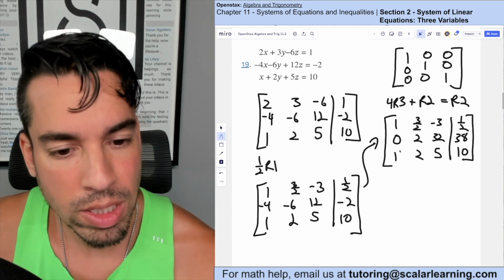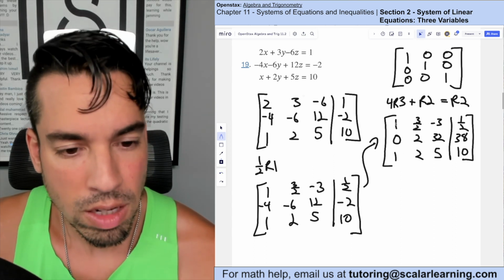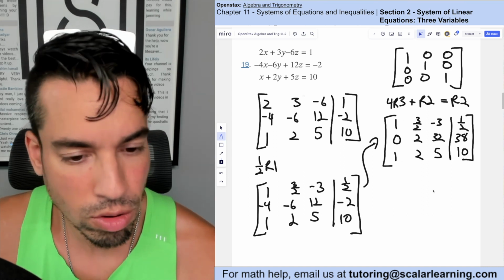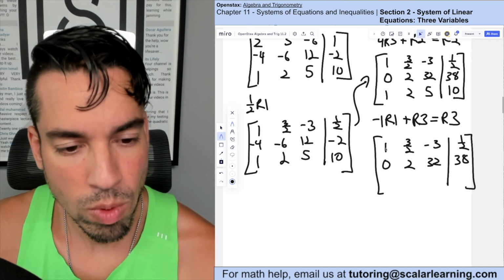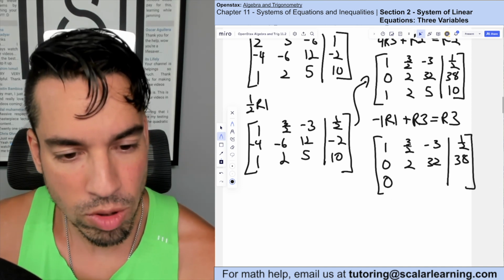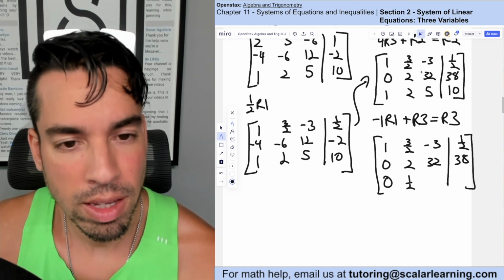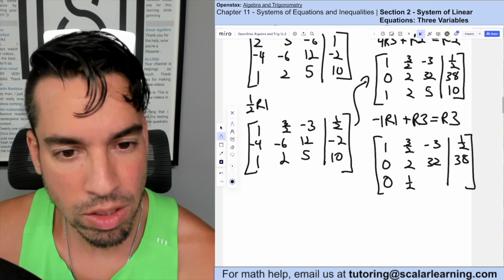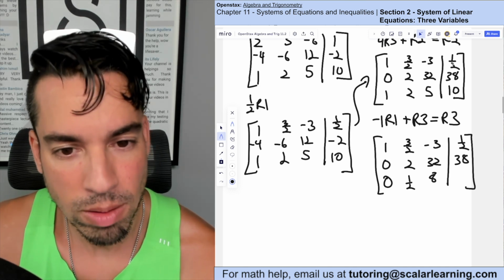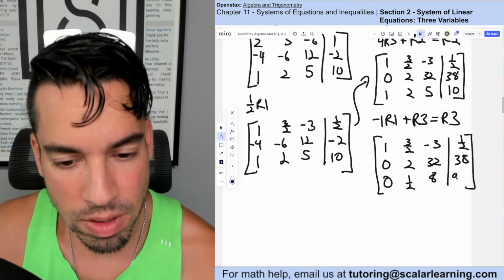Boom. Okay, now we need to zero out this one. All right, so what I'm going to do is I'm going to multiply the top row by negative 1 and add it to the third row. So negative 1 times row 1 is negative 1 plus row 3, that zeroes out. Negative 1 times 3 halves plus 2 is positive 1 half. And then negative 1 times negative 3 is positive 3 plus 5 is 8. And then we've got negative 1 times 1 half, that's negative 1 half, plus 10 is positive 9.5.